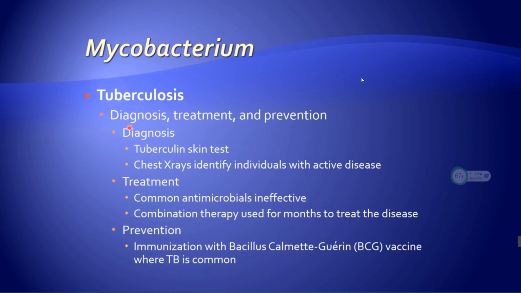So in terms of diagnostics, treatments, and prevention, we can diagnose TB. It's pretty straightforward. We use what we call the tuberculin skin test. Chest x-rays is another good one to use in order to identify people with it. And when you look at the chest x-ray, you'll see all these little dots. Basically, they're pretty small. They can be up to about a few millimeters in size. And those are the granulomas that show up on the x-ray.